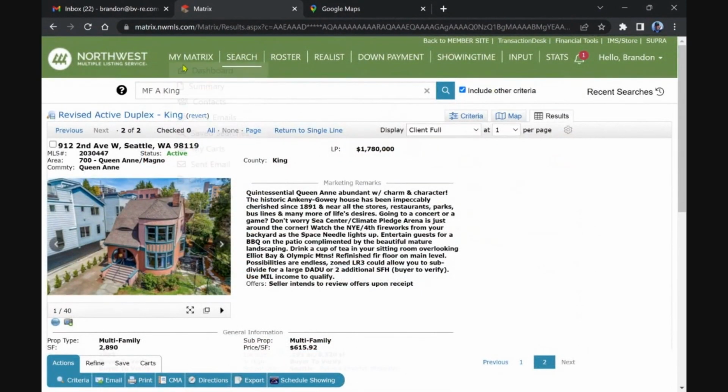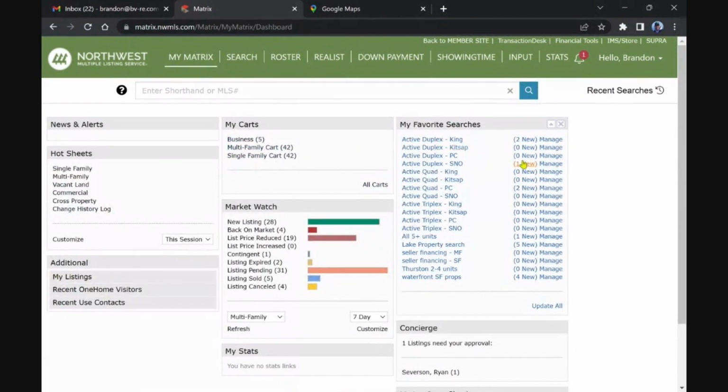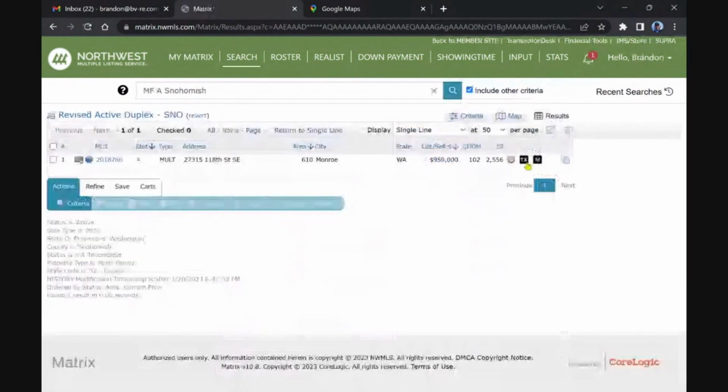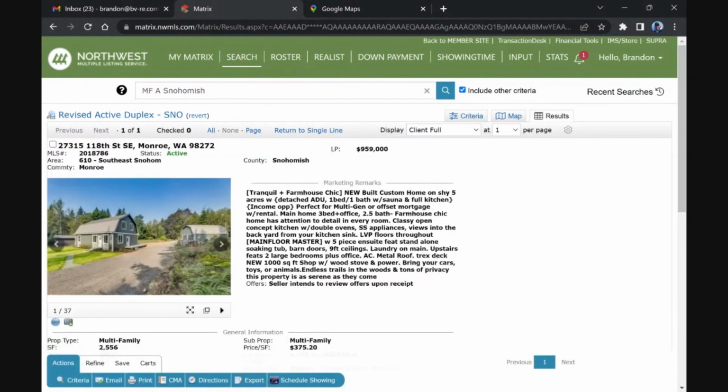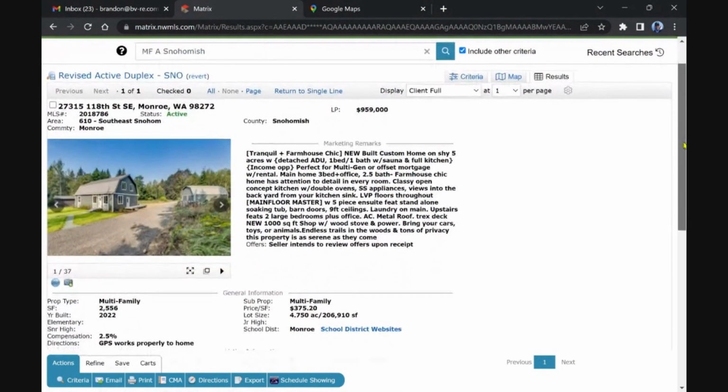So, okay. We've got a Snohomish duplex in Monroe. Monroe is just north of the Bellevue area a bit. Oh, I saw this one. It had a price reduction, I think, actually. It's kind of a cool property, though. It's 4¾ acres. So it's a big property.